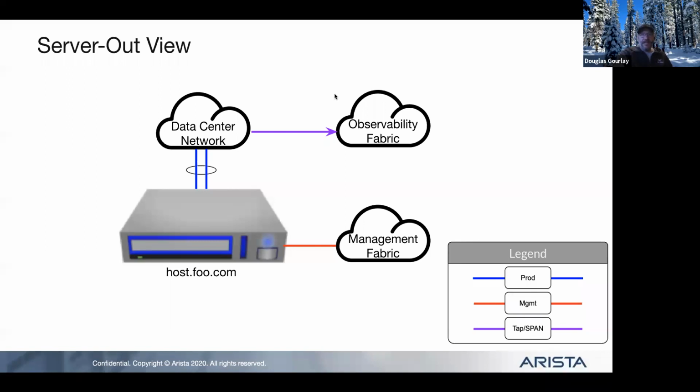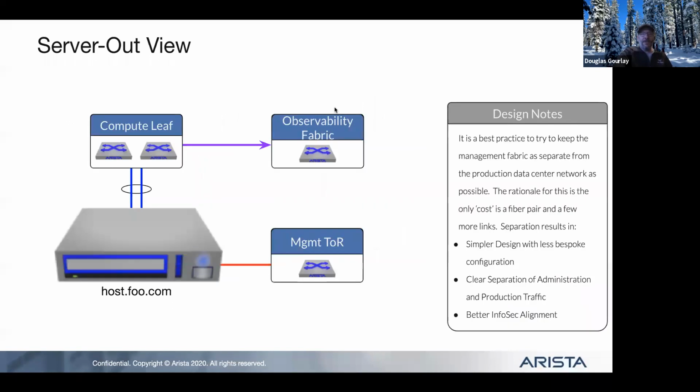Then let's expand this a bit and turn the clouds into boxes. You see a dual-homed compute leaf, the observability fabric, and the management top-of-rack switch. We tried to put in some design notes because these slides have a tendency of getting reused. We're totally happy to share the source content with anybody who wants it. Shoot either of us an email and we'll get it out to you. I did them in Google Slides, so it's super easy.